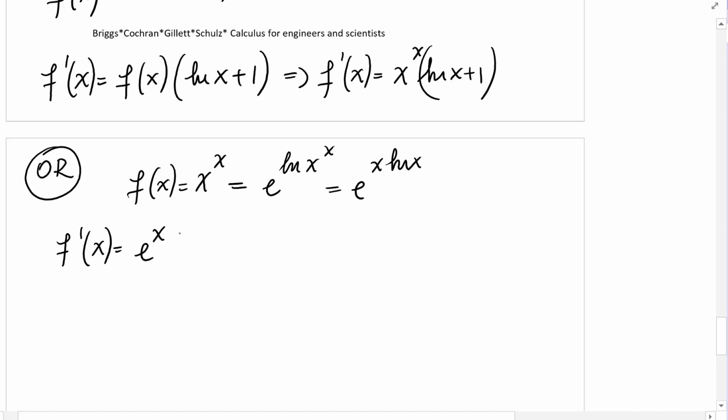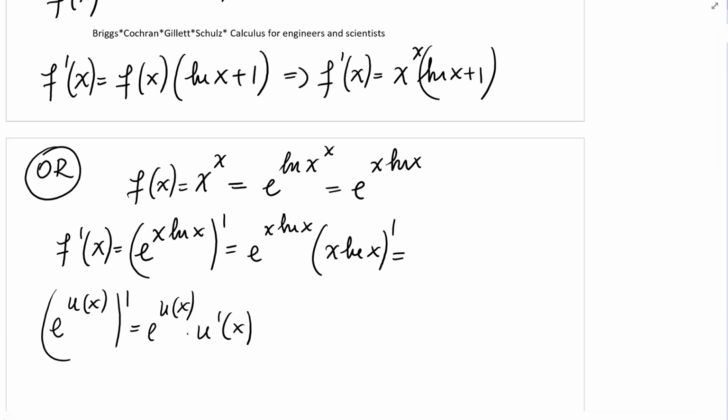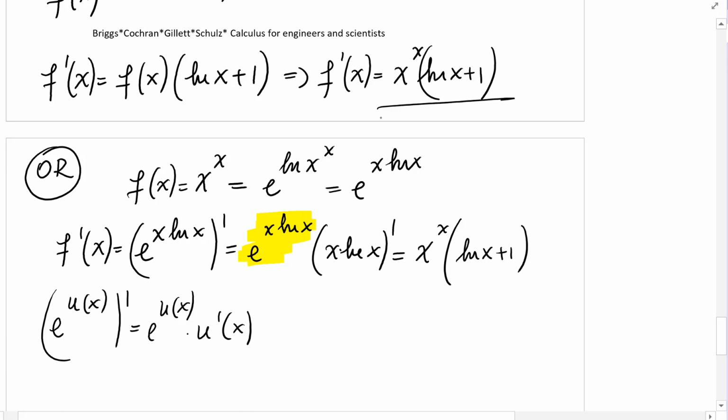Well, we write e to x ln of x prime. So I'm going to use e to u of x prime, which is actually e to u of x times u prime of x. So in our case, it's going to be e to x ln of x times x ln of x prime. E to x ln of x means x to the x, because that's how we started, and x ln of x prime, using product rule, is ln of x plus 1. So we got exactly the same thing.